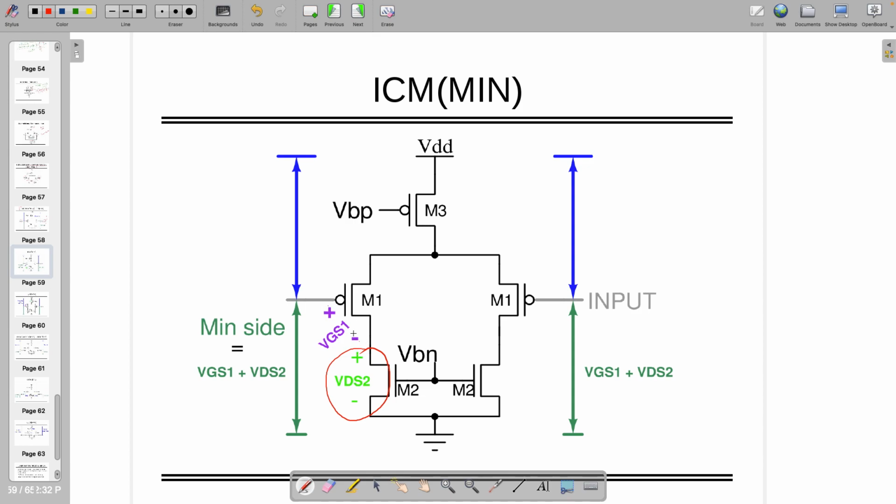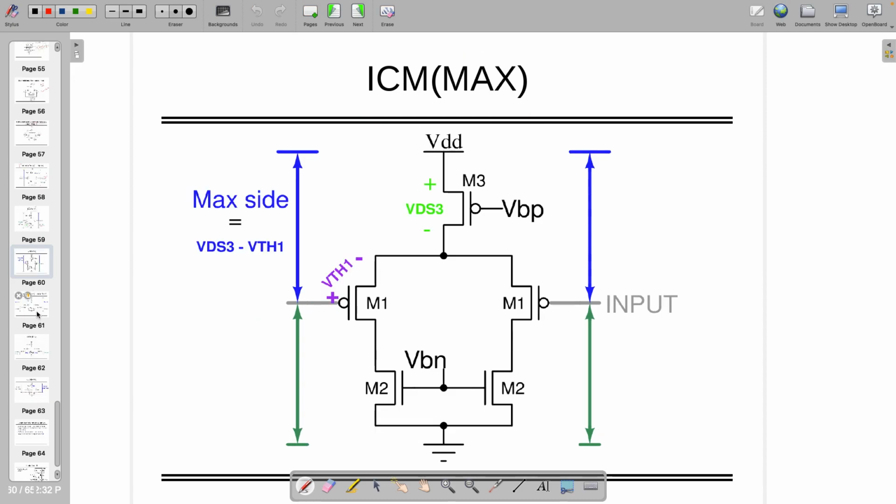This side is VGS1 for this one, the gate to source potential. So if you look from this point to this point, can you see two voltages in series? Those are VGS1 plus VDS2, and the same is true for this side also. If both sides are identical, if not, then you can write that accordingly. So VGS1 plus VDS2, that's the ICM min.